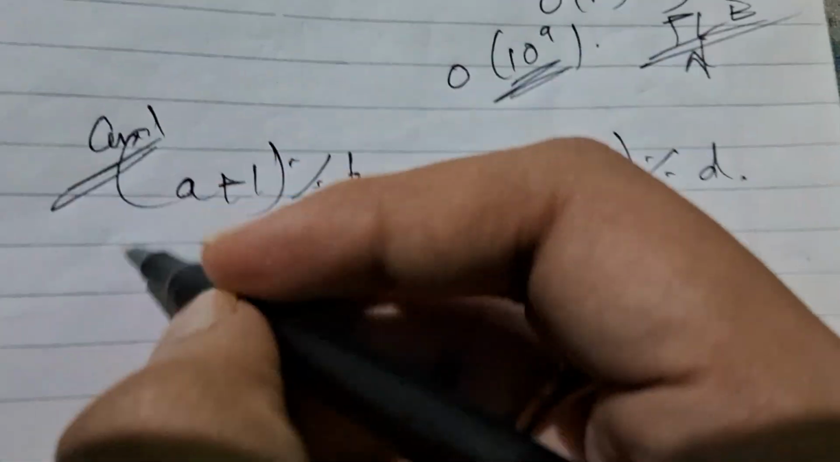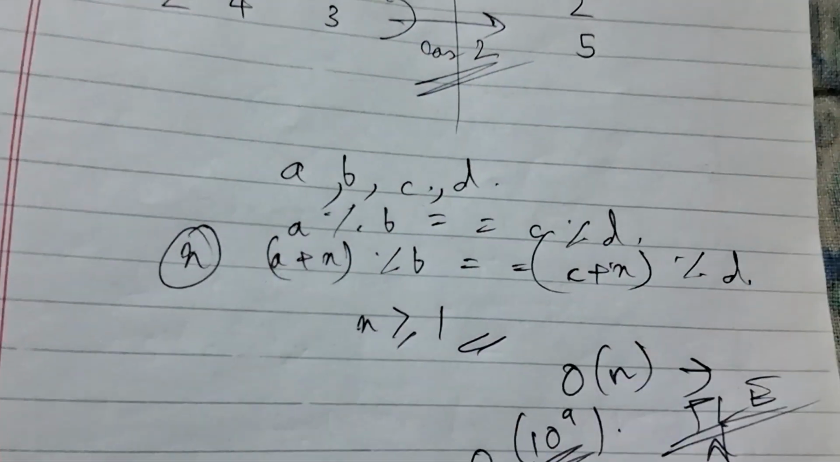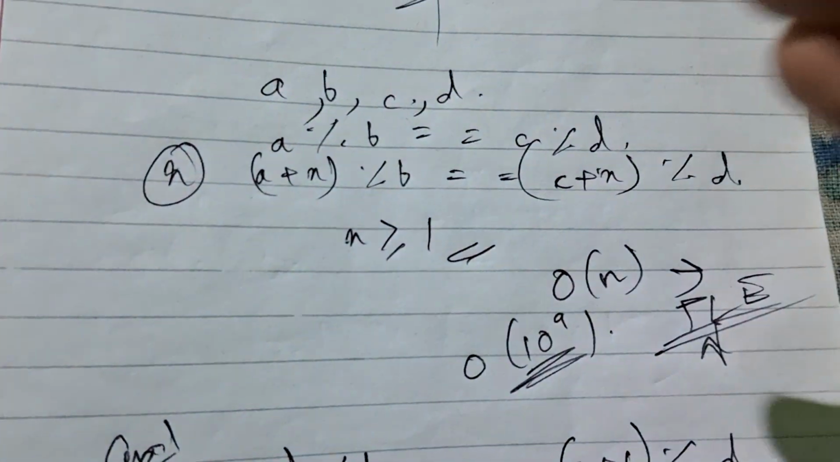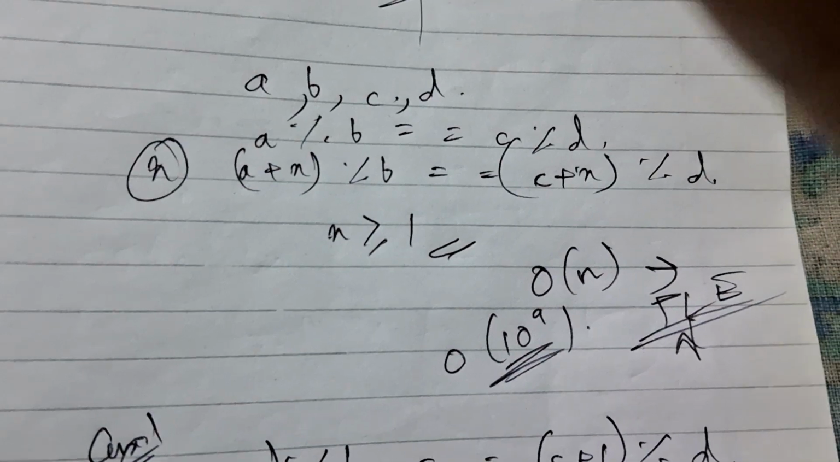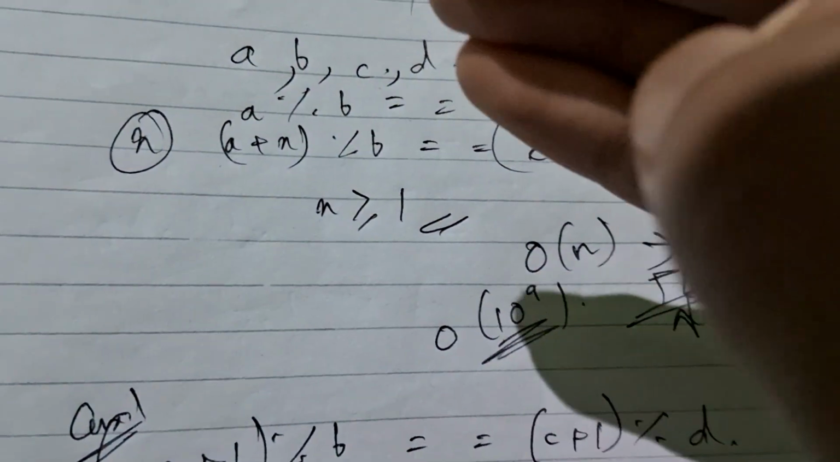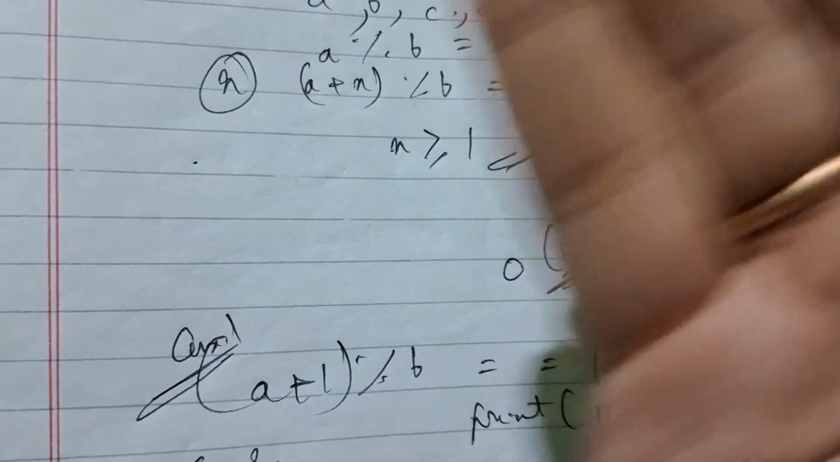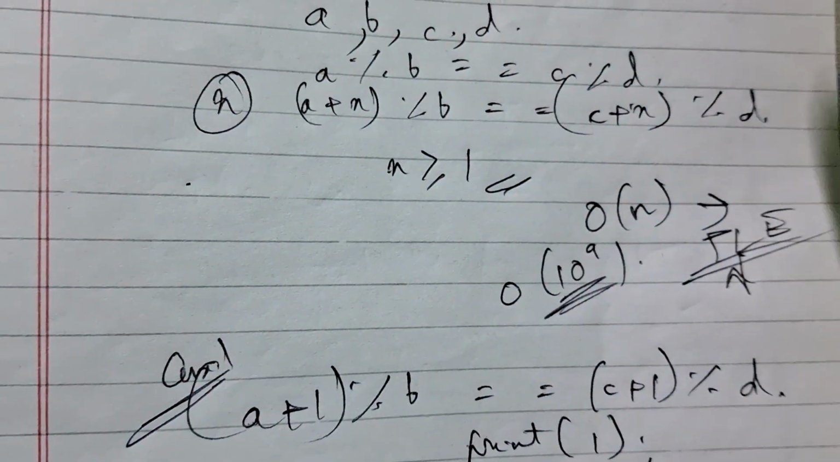Case 2 is very interesting. Remember one thing: A plus anything mod B should always be lesser than B, and C plus anything mod D should always be lesser than D. We know that both are equal, so both these values are lesser than the minimum of B or D.